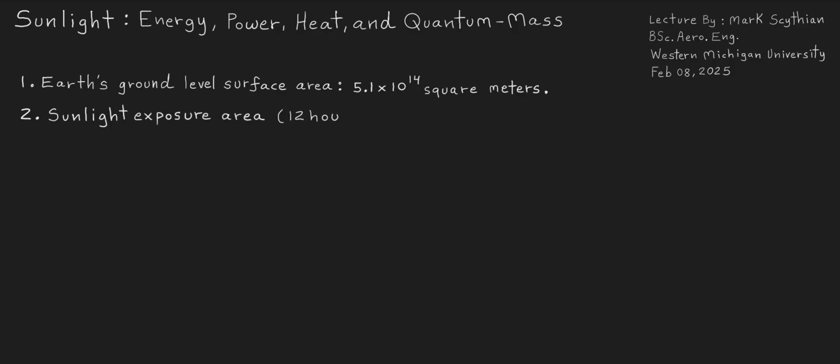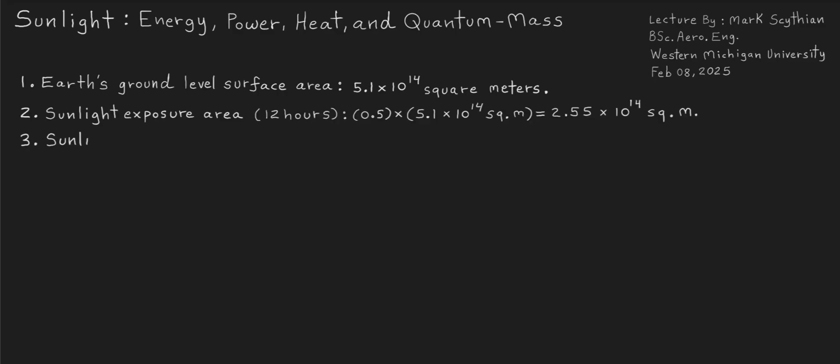Next, we focus on the sunlight exposure over 12 hours. So half the Earth is illuminated. So that would just be half of the spherical surface area in square meters, 2.55 times 10 to the 14th power square meters.